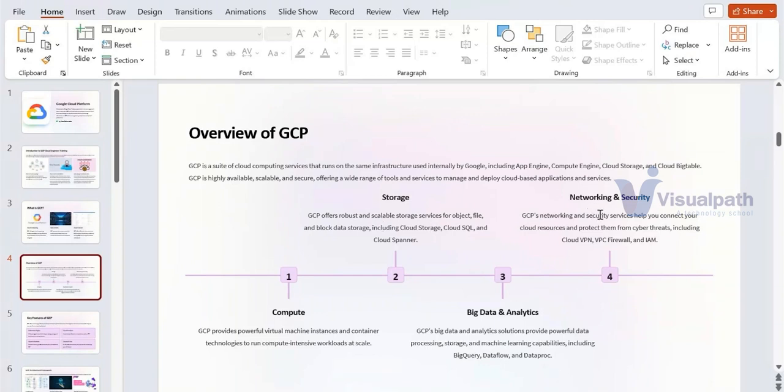Then there is networking and security, because the backbone of every infrastructure, you have to provision a network and also you have to protect it. We'll also learn that. And there's another aspect to it known as data engineering or big data and analytics, which covers BigQuery, Dataflow, and Dataproc, right?